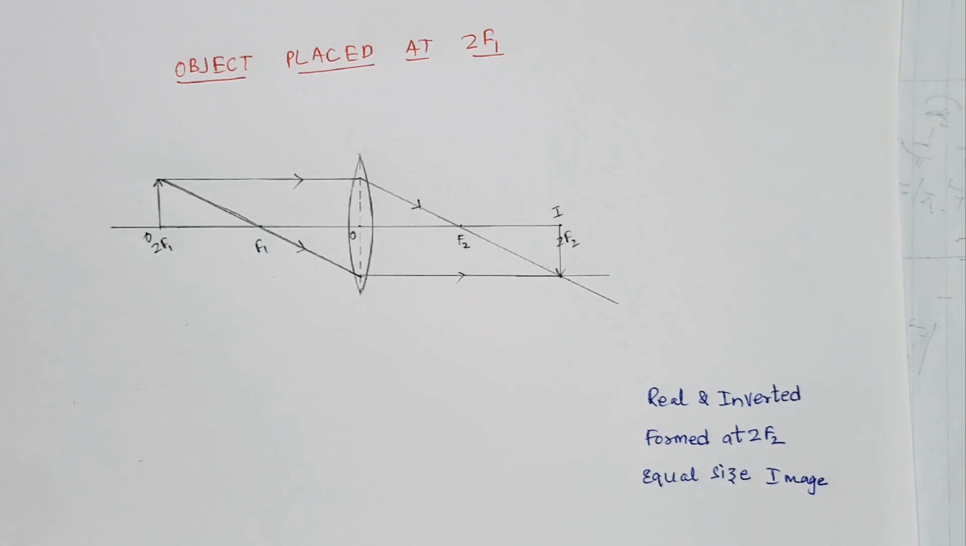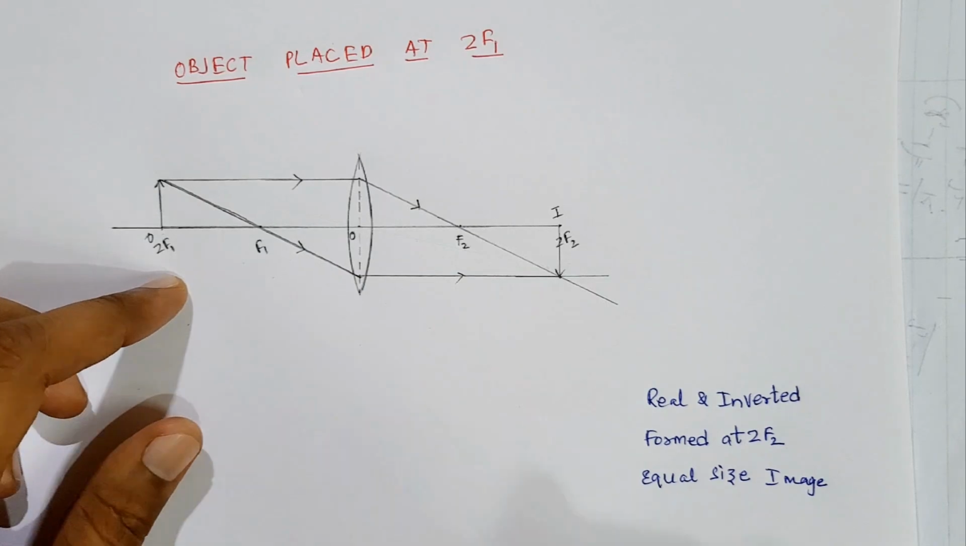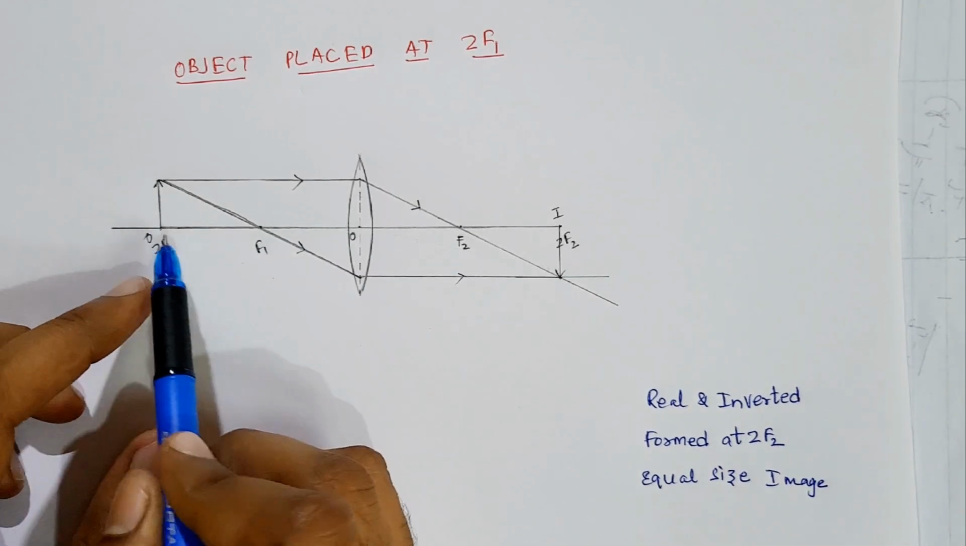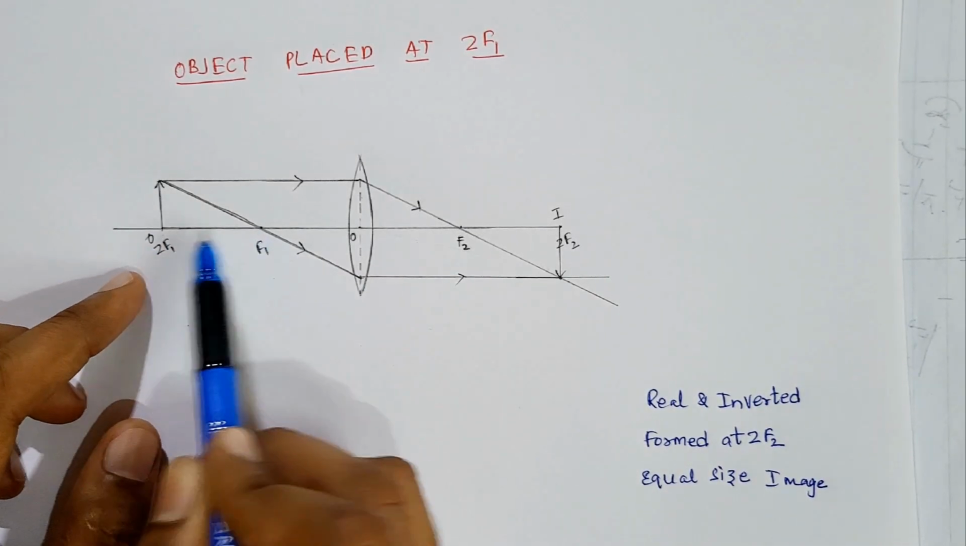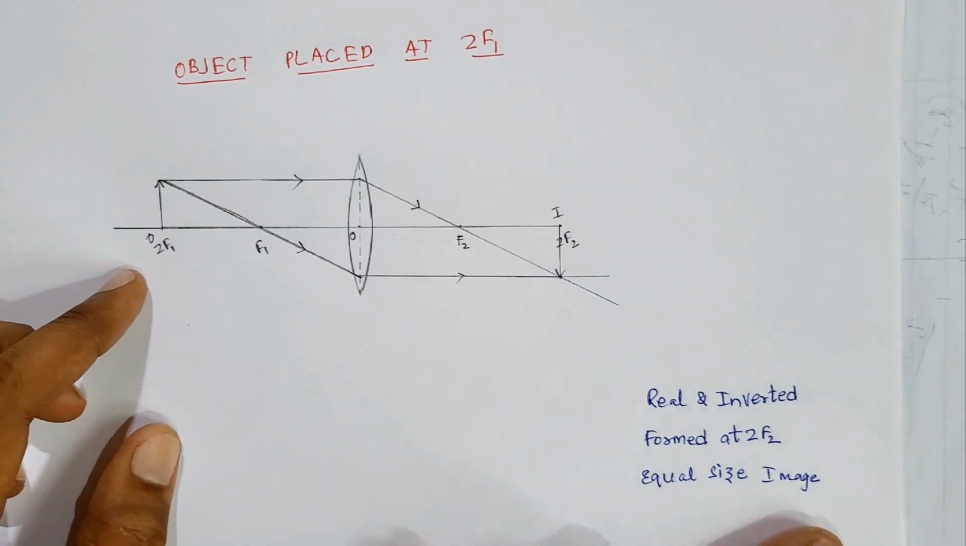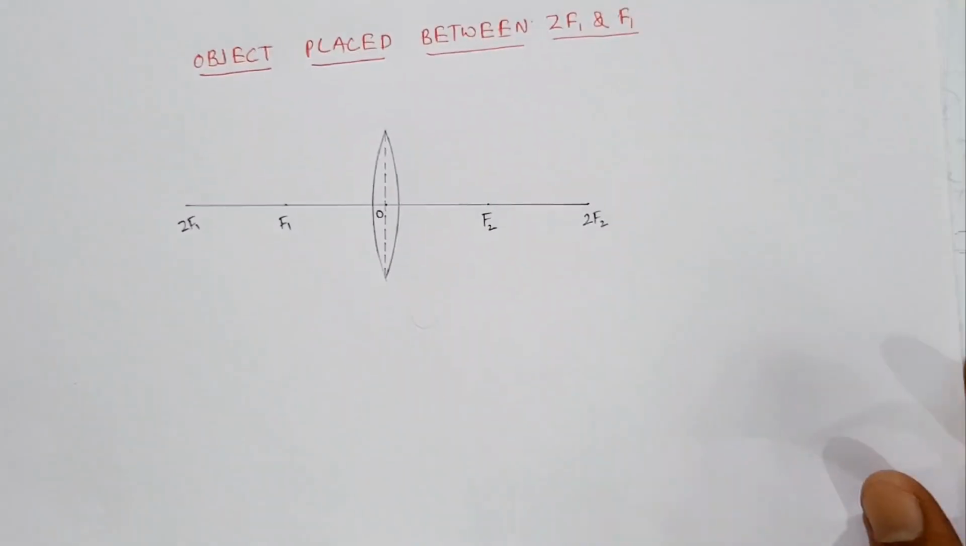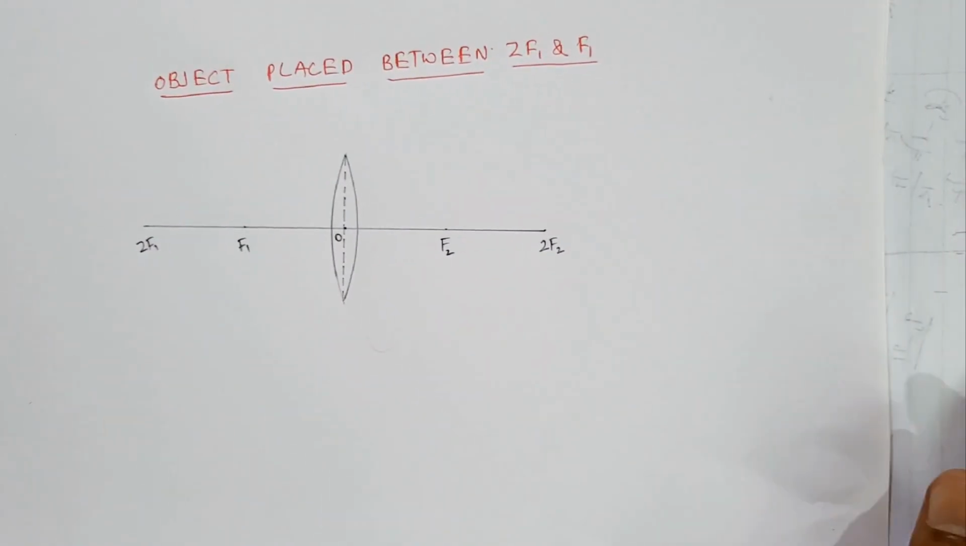Correct? So this is about the image formation of the object placed at 2f1. Okay na? Now next where shall we place? Next we will place object between 2f1 and f1. Correct? So now let us take the next case. Object placed between 2f1 and f1.